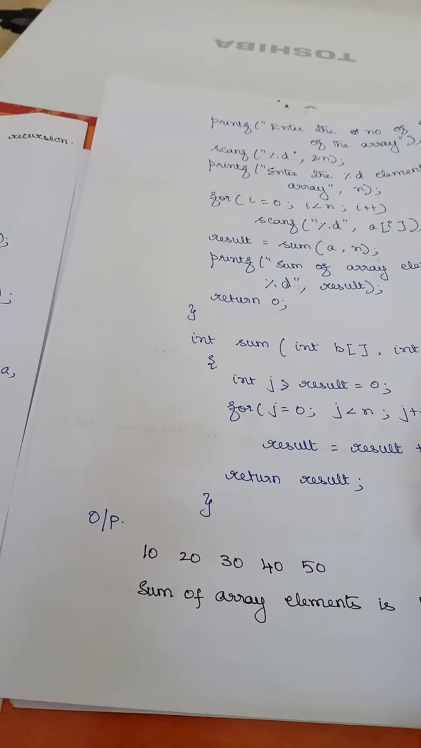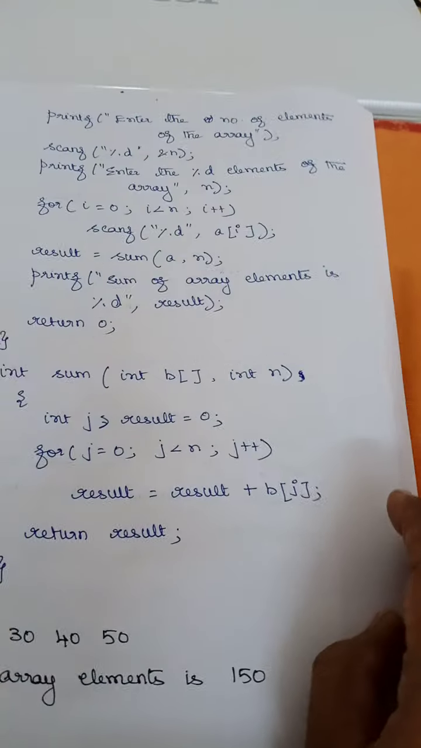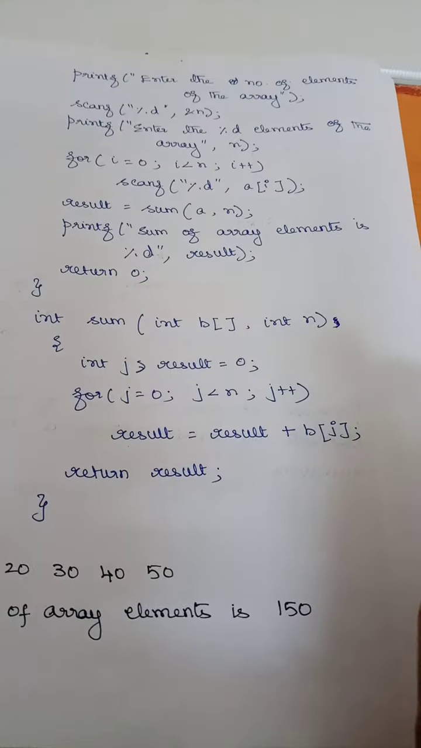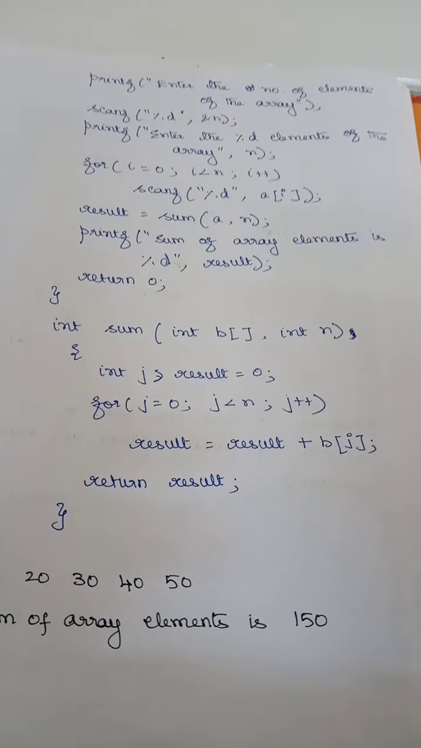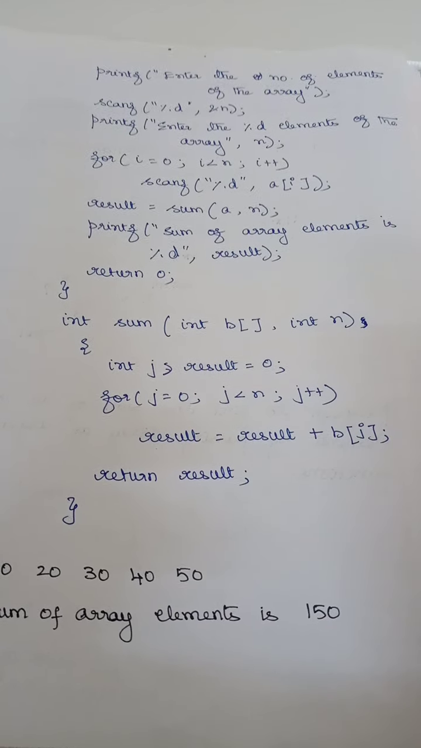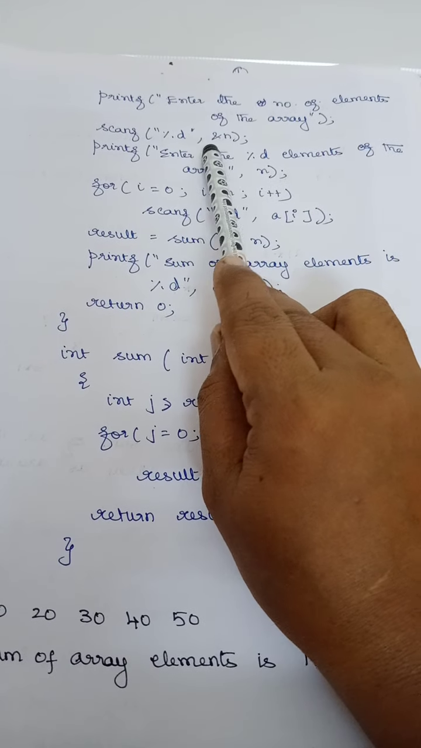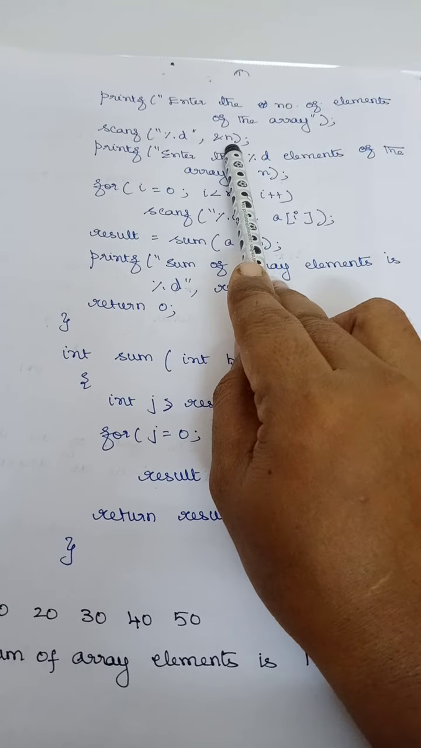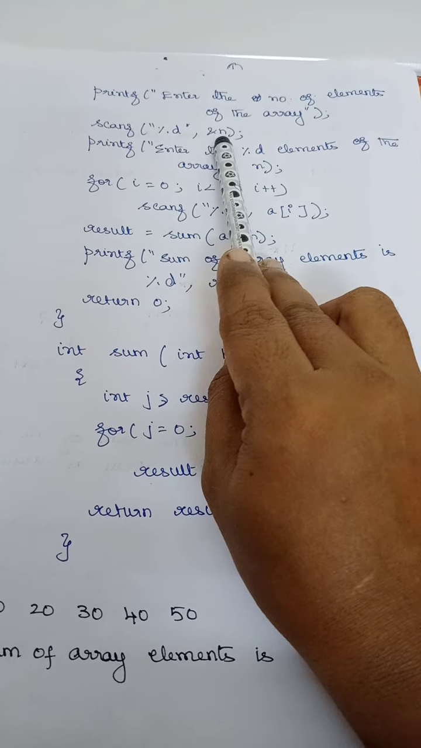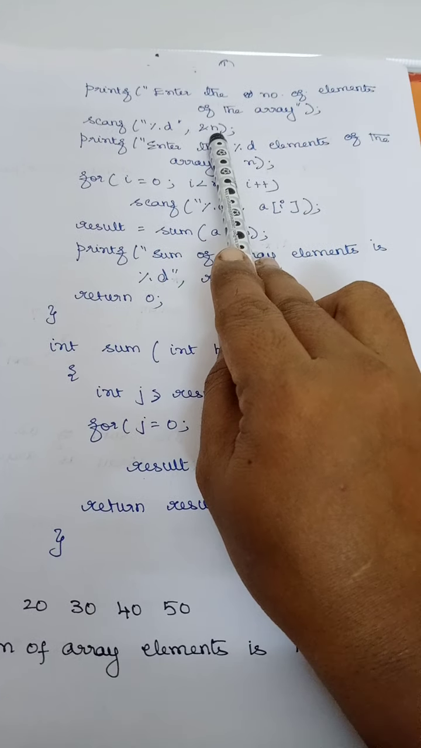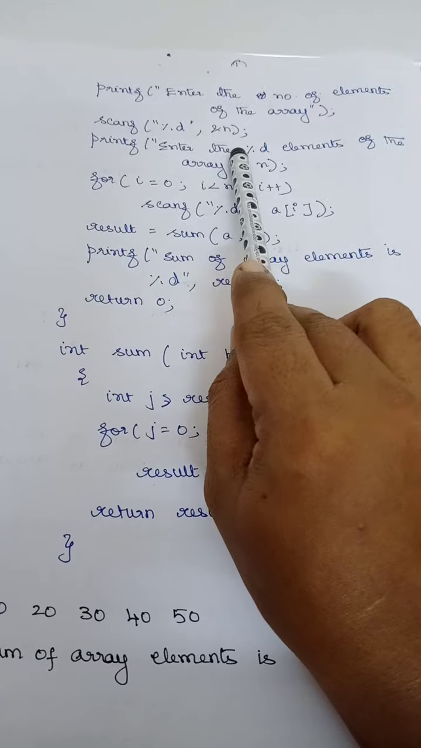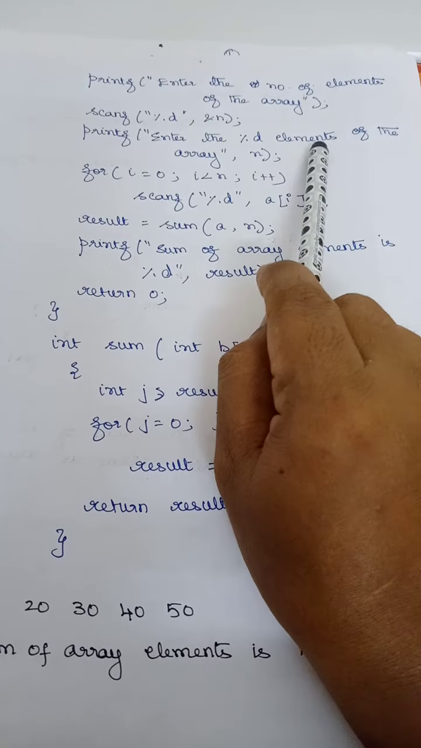Now printf, enter the number of elements of the array. So first read how many elements I want to store in an array, right? So scanf the number of elements of the array, that is nothing but ampersand n, right? So I need to read this n number of elements into an array.